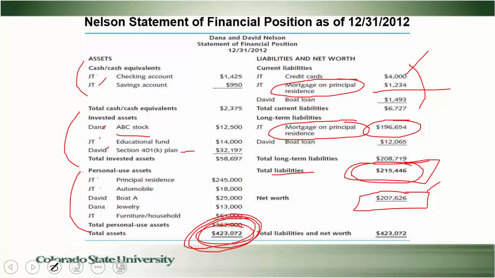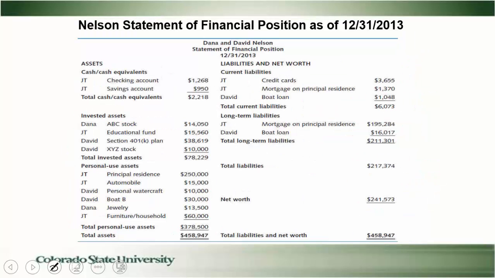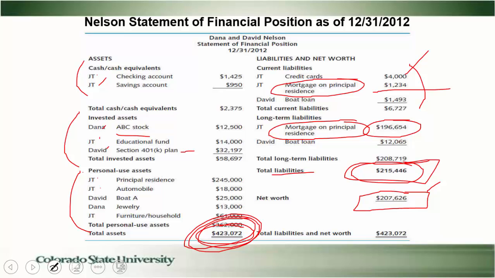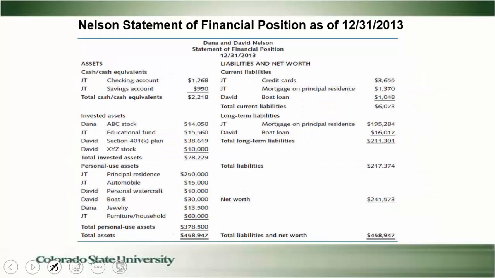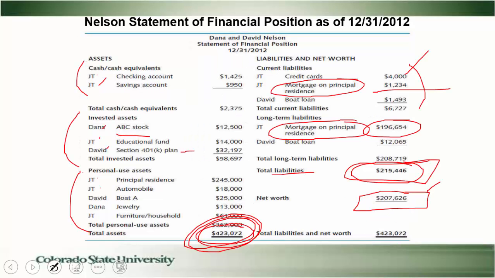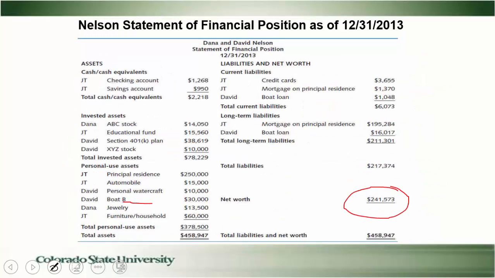If we now compare this to 2013, so here this is 2012, and then here's 2013, it'll show us some changes. We have the same setup here, but you can see their net worth has actually grown. And I'll point out a few things. If we compare it back here, in 2012 David had a boat, what's called Boat A, for $25,000. In 2013, he's exchanged that boat for Boat B, which is worth more. Plus, he's acquired some personal watercraft.